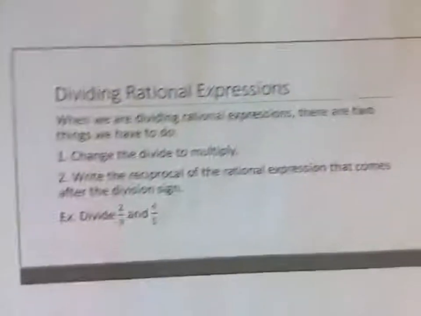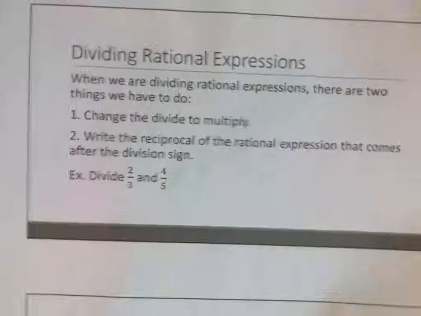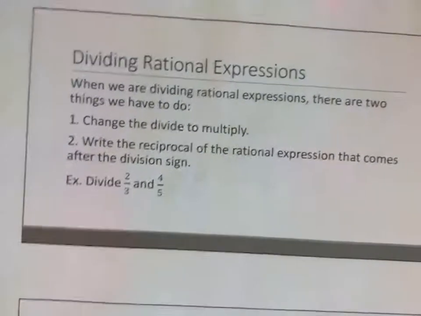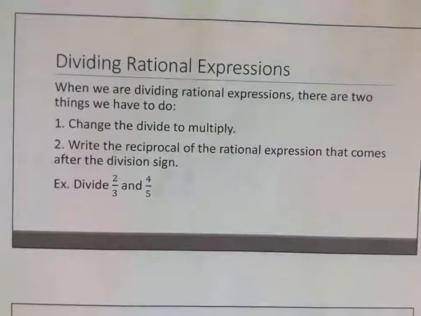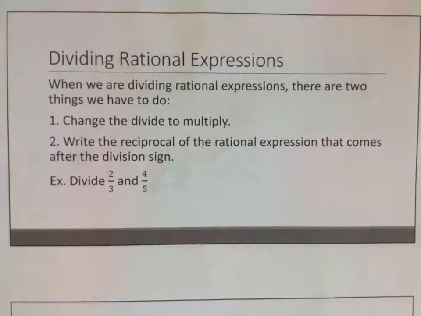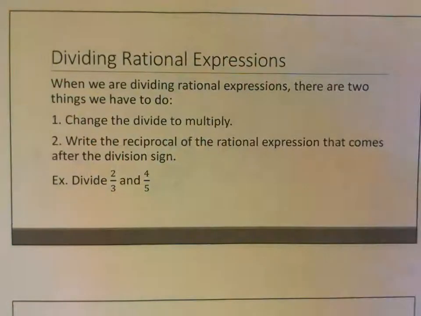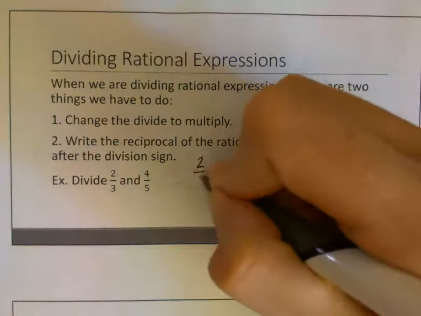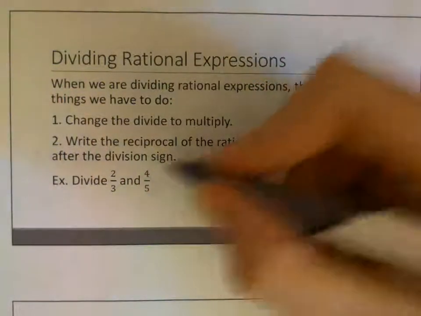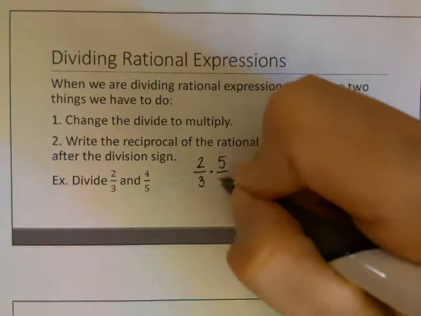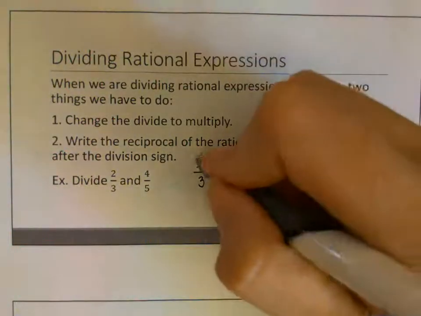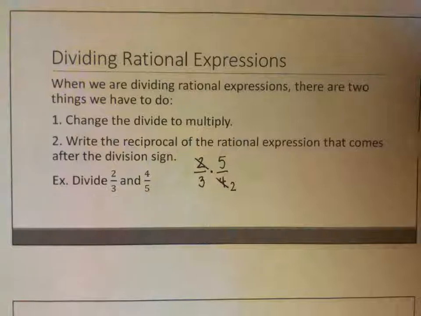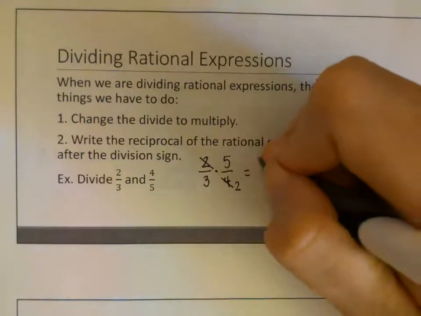Now let's talk about dividing. So using what we remember about dividing fractions, there are two things that we have to do. The first is to change the divide to a multiply, and then write the reciprocal of the rational expression that comes after the division sign. So if I'm dividing these two fractions, 2/3 and 4/5, instead of saying divide them, I'm going to change that divide to a multiply, but then I have to flip that second fraction. So it's going to become 5/4. And now I can cancel out or simplify, and I'm left with 5/6.